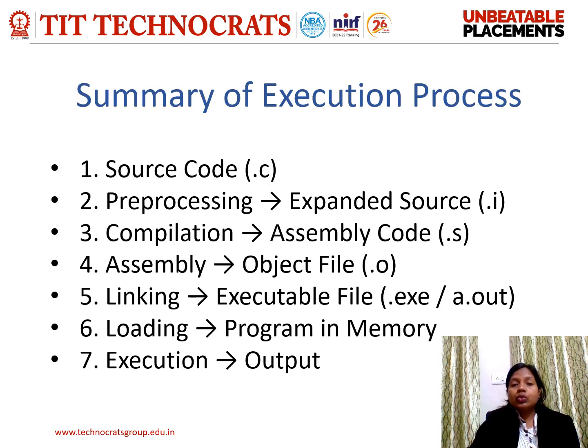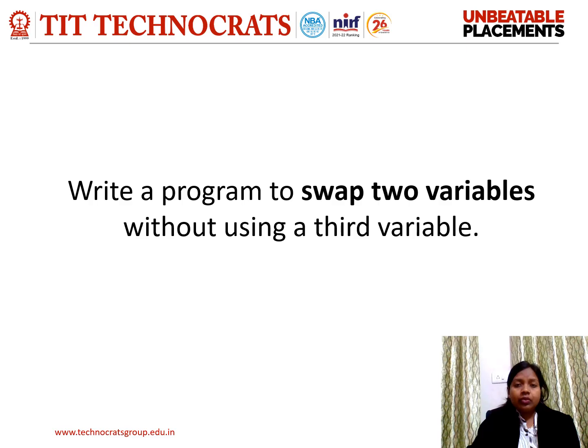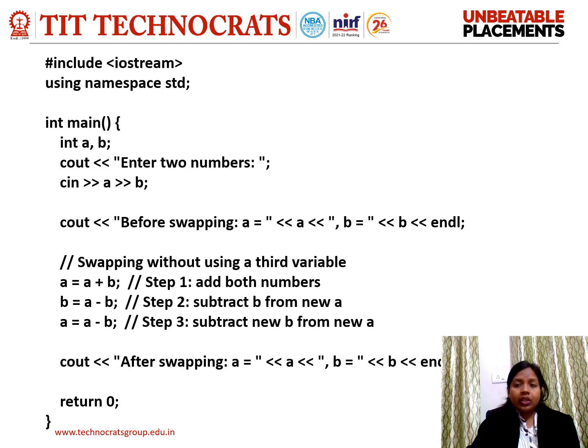Okay. Source code extension .c, preprocessing extension .i, compilation into assembly code .s, assembly into object file .o, linking to executable file .exe, loading program into memory, now execution output. This is the flowchart, you can see here.